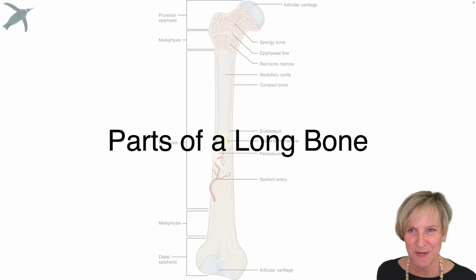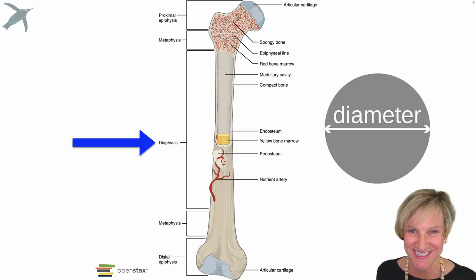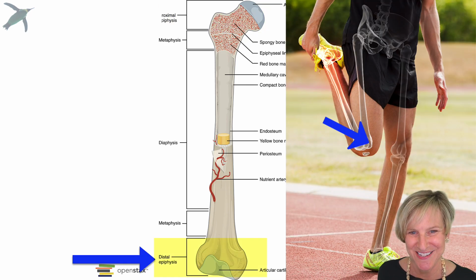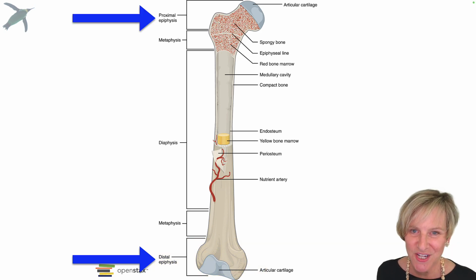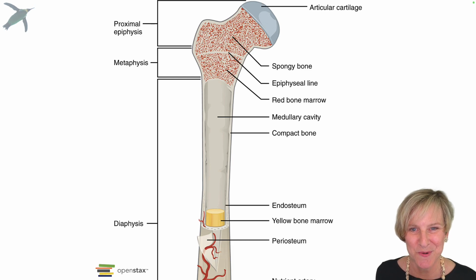Let's pull out of the microscopic view and look at the parts of a long bone. Long bones have a shaft called a diaphysis. Dia just means through, think diameter. Two epiphyses, which we name proximal or distal. Remember, proximal closer to the trunk, distal farther away. Epi means on top. Metaphysis refers to the neck of a long bone. Let's take a close-up of the proximal epiphysis.